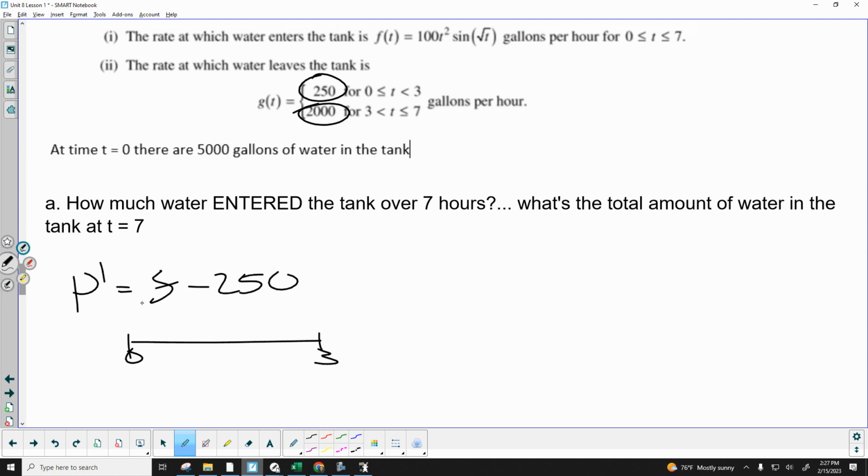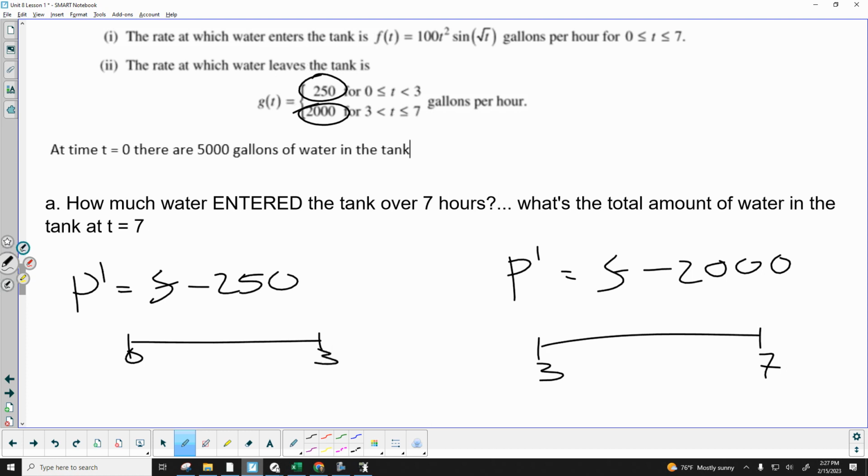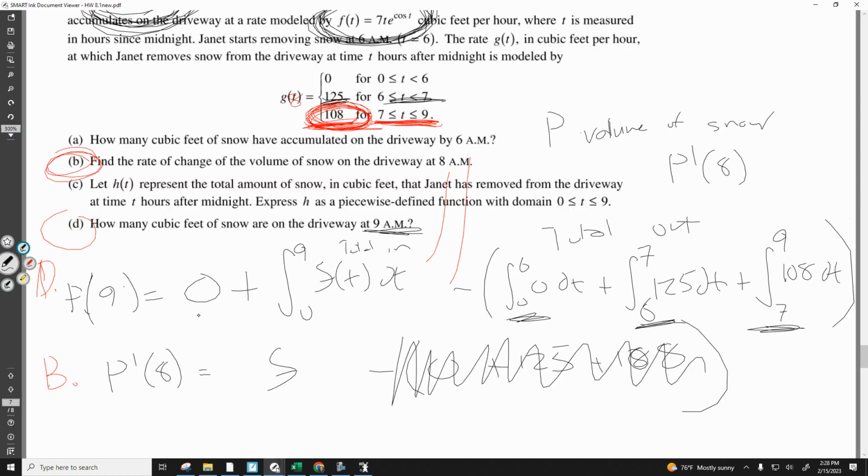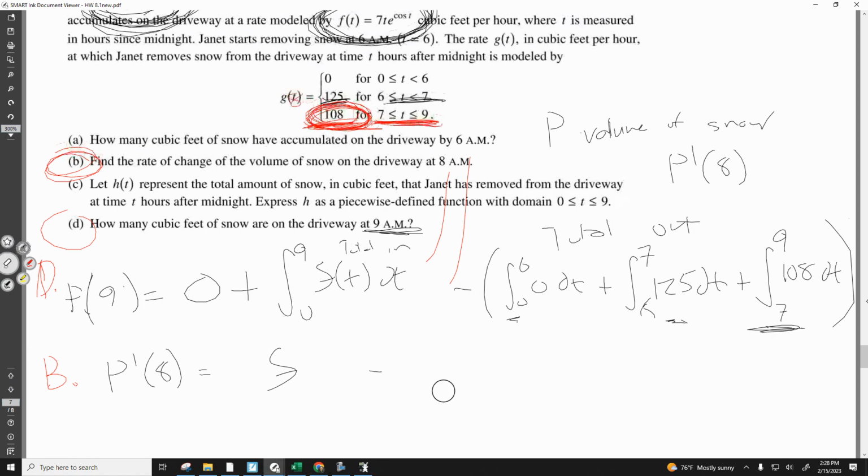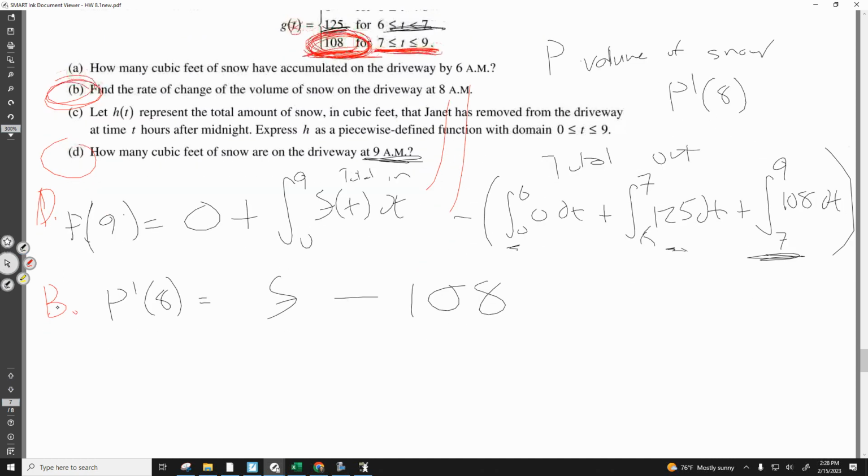I would look at F minus 250 from 0 to 3. This is the problem you have in your notes. I'd look at F minus 2000 from 3 to 7. If your rates change, well, don't use both 250 and 2000 for this problem. I would just use 108 at this moment in time. I would do F minus 108. If I asked you for the rate of change at 6.5, well, I would do F of 6.5 minus 125.